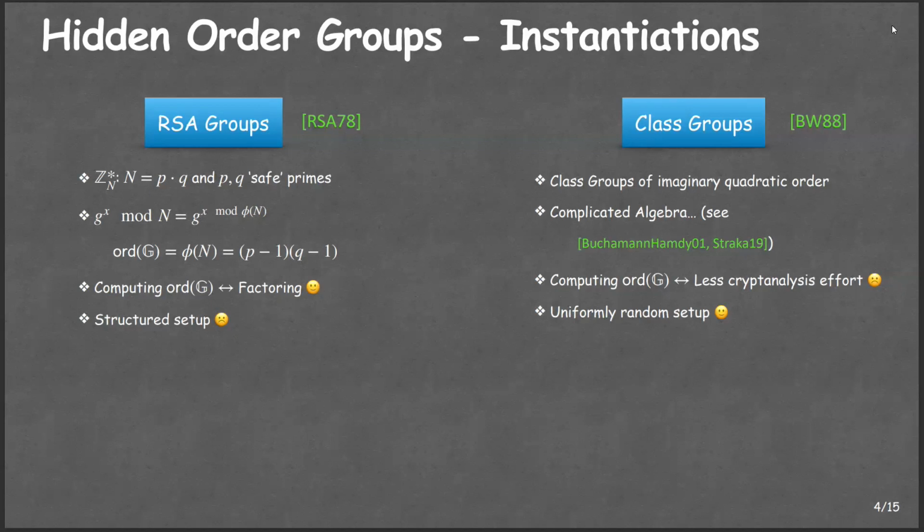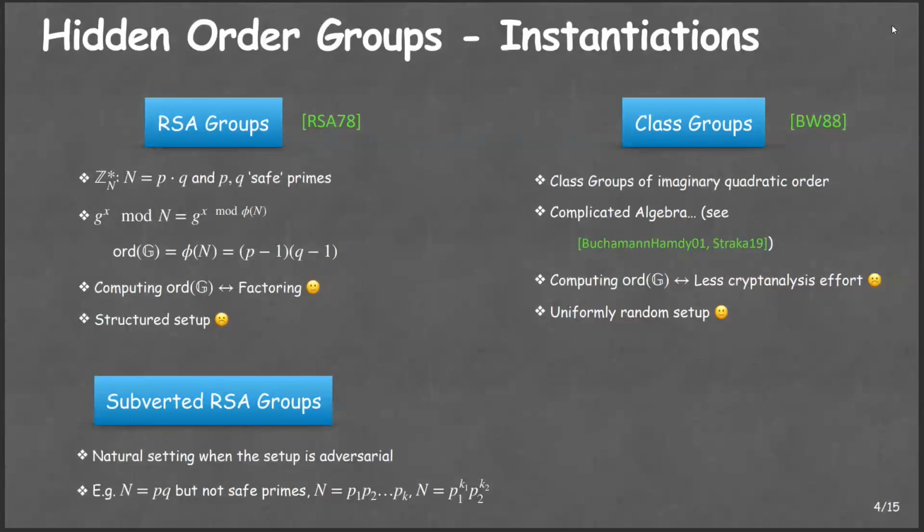However, cryptanalysis in class groups is still behind in comparison to factoring. So here I want to stress an implicit third cryptographic setting, the one of subverted RSA groups, which is a natural setting when the setup, the generation of the RSA modulus, is adversarial. We do not assume any trust on the RSA modulus, but we give the generation of this modulus to the adversary. So this is kind of good, but on the other hand, we don't have any guarantee about the structure of the modulus and the underlying group, and we cannot even assume that the adversary does not have the factorization of the modulus.